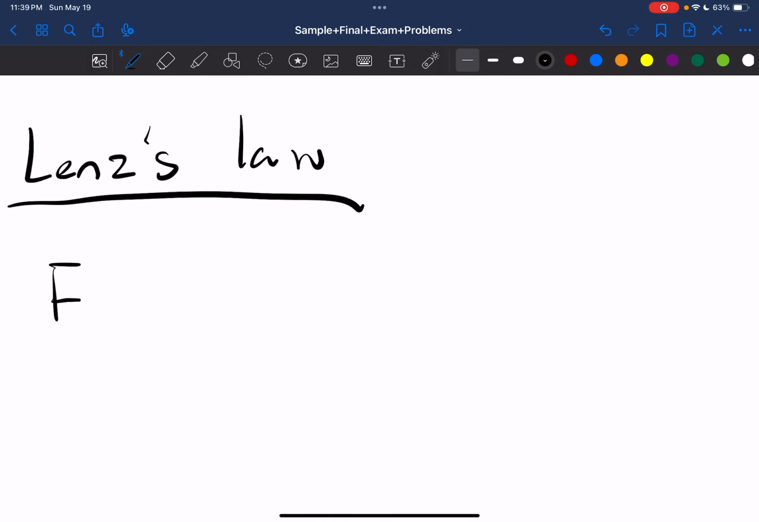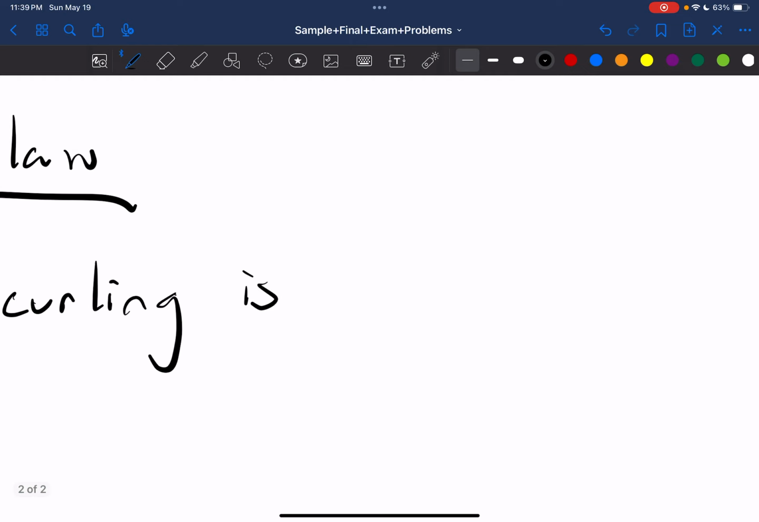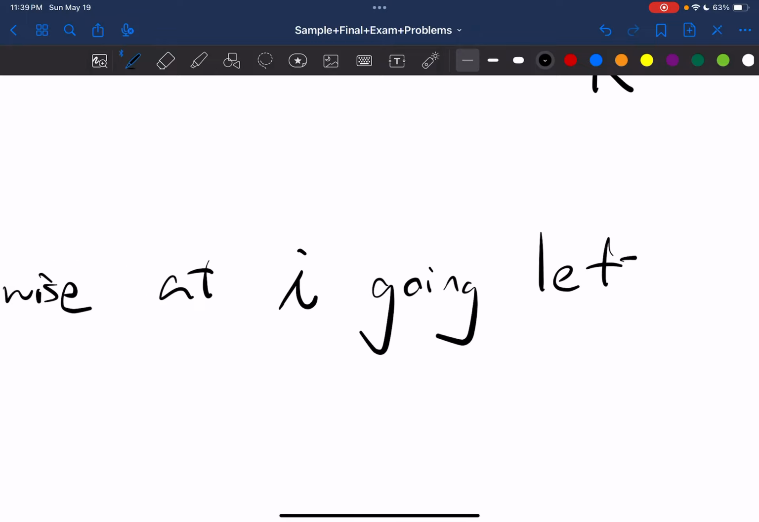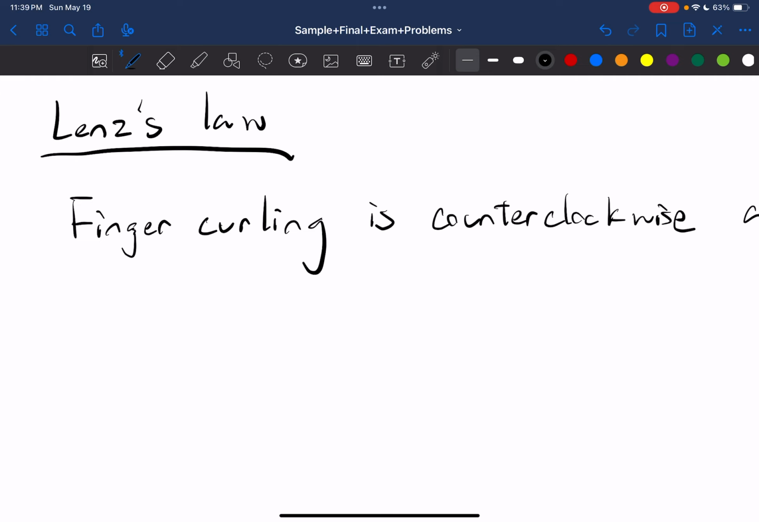So the finger curling is counterclockwise at I going left. Now, based on what Lenz said, we're going to do completely the opposite of that. So if it's going opposite of that, I is going rightward.